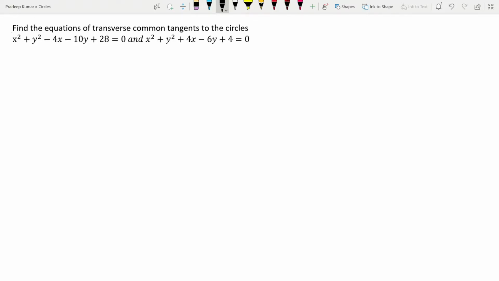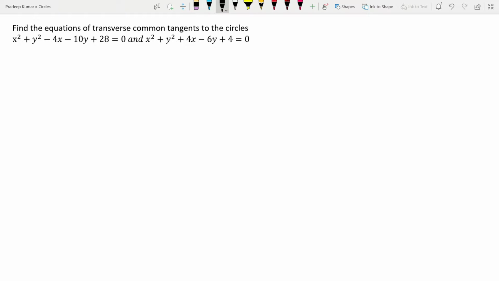Let's read the question. Find the equations of transverse common tangents to the circles x square plus y square minus 4x minus 10y plus 28 equal to 0 and x square plus y square plus 4x minus 6y plus 4 equal to 0. So this is the equation of the first circle and this is the equation of the second circle. For both of the circles we have to find the equations of tangents.